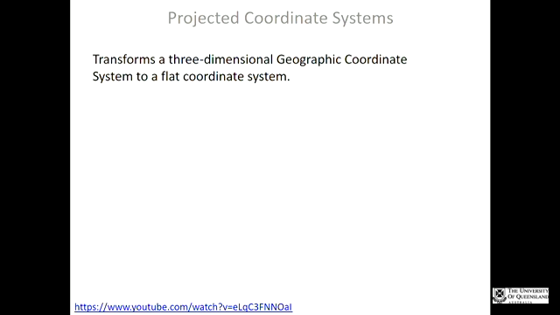Okay, so that's geographic coordinate systems. But there's another type of coordinate system called a projected coordinate system, which basically transforms a three-dimensional geographic coordinate system to a flat coordinate system. Latitude and longitude preserve the idea that the Earth is a three-dimensional structure and try to identify locations on the Earth's surface. But we commonly use projected coordinate systems, which transform that three-dimensional structure onto a flat surface.